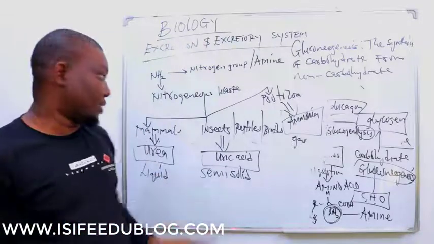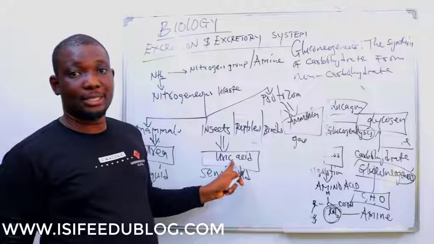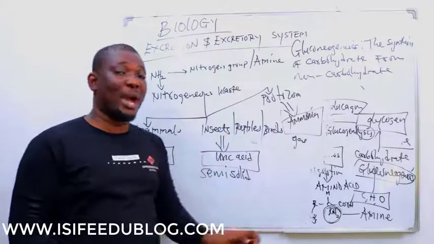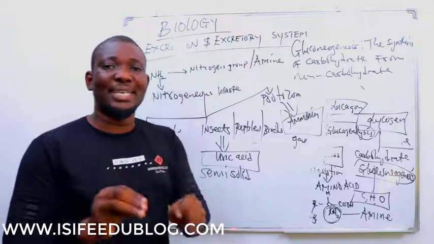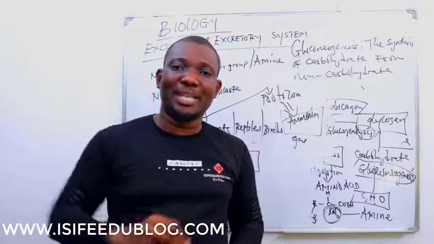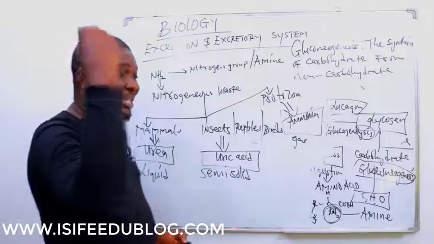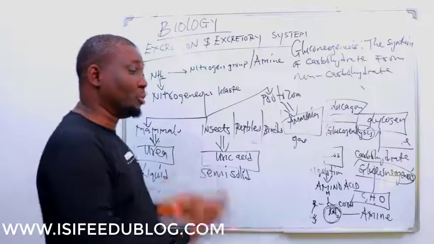Because of that, what they remove is almost solid. That's why I say semi-solid, which is what? Uric acid. The reason why the excretory waste is uric acid is because this class of organisms has a problem of water conservation. And this is the reason why their waste product is semi-solid, or uric what? Acid.